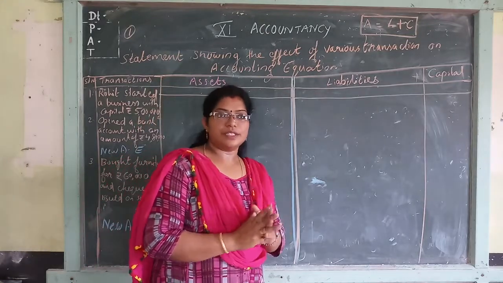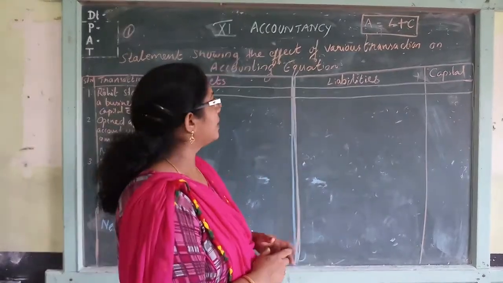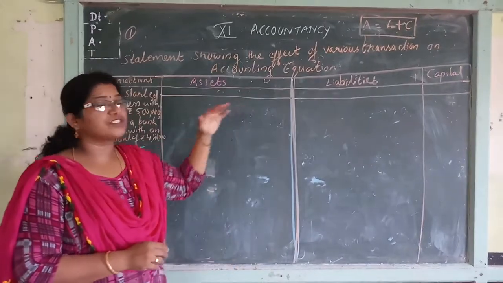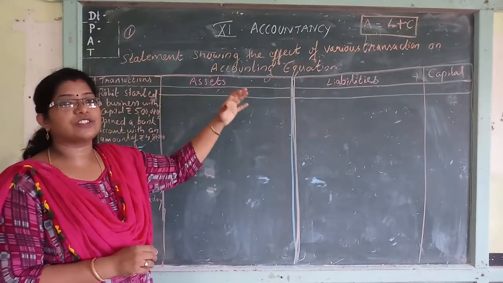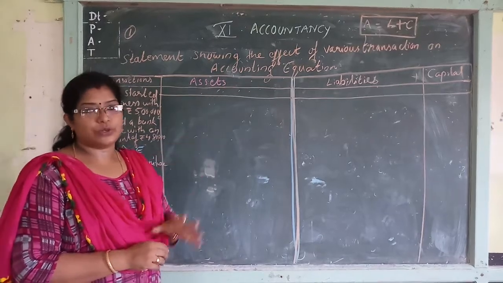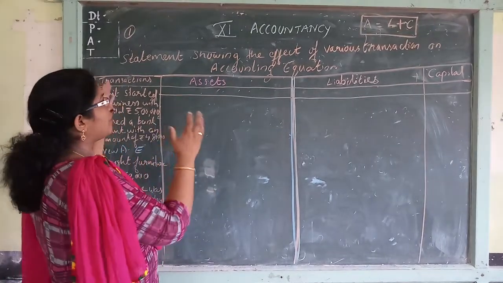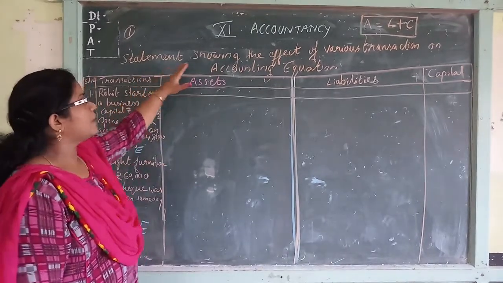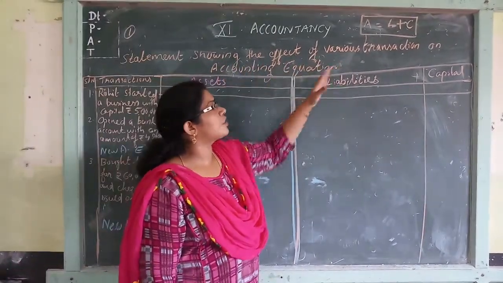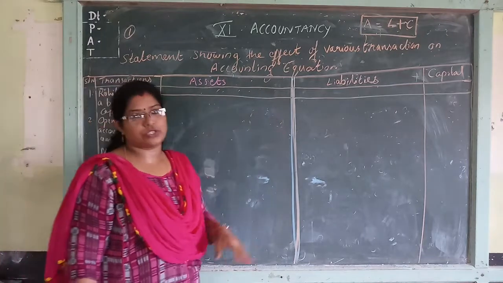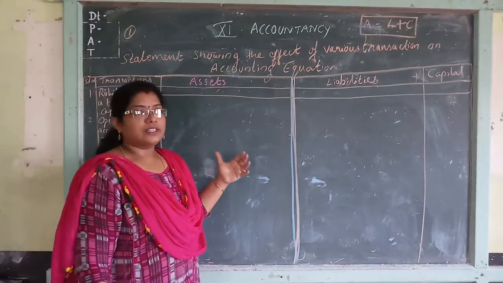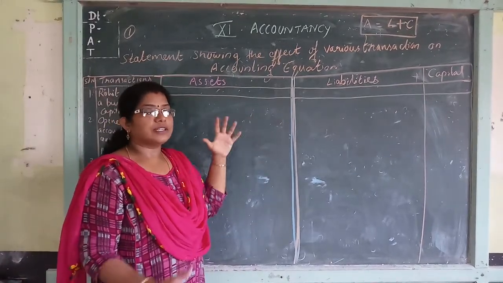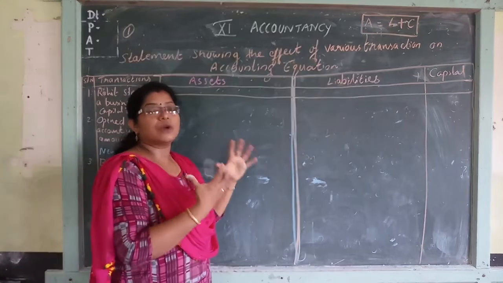Now in this video, I will explain the effect of various transactions on the accounting equation. This is shown with the help of one statement. This is called a statement format. So, a statement showing the effect of various transactions on the accounting equation. Different transactions, how we are recording and proving this accounting equation.